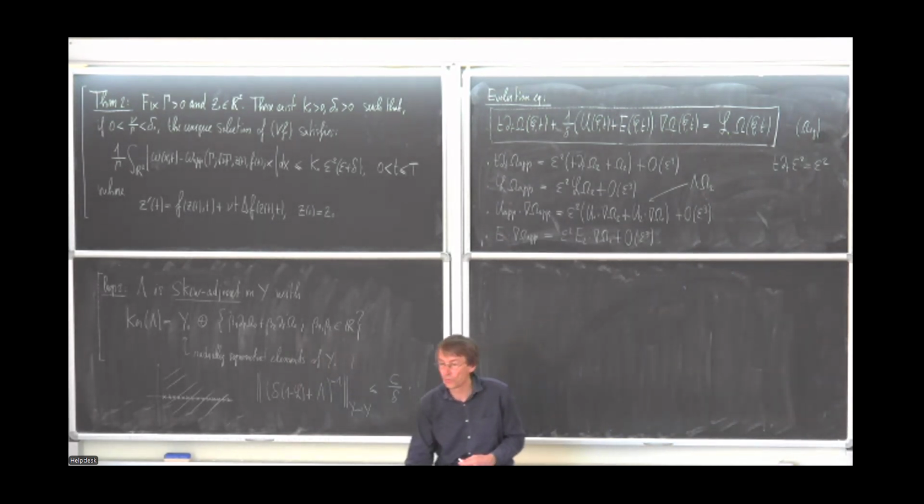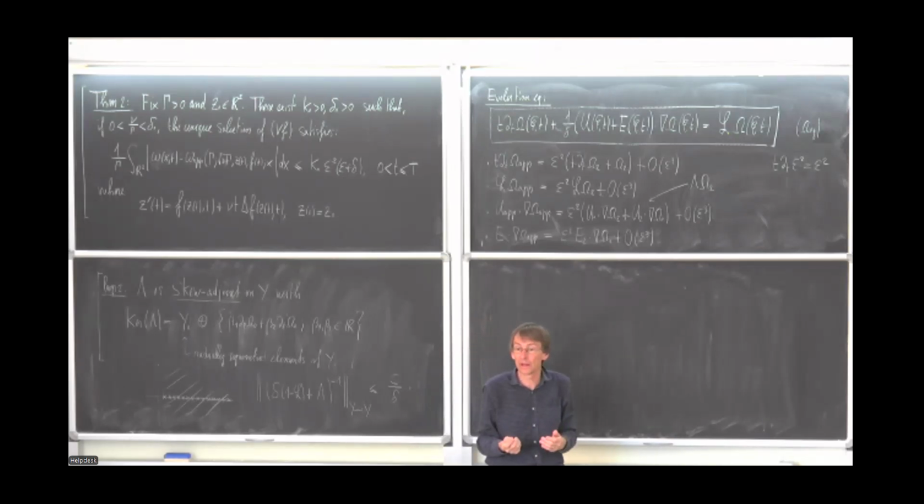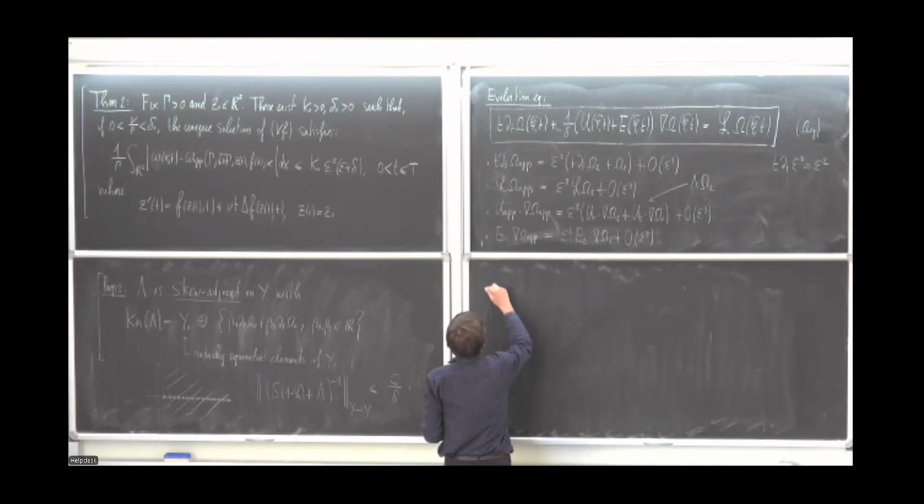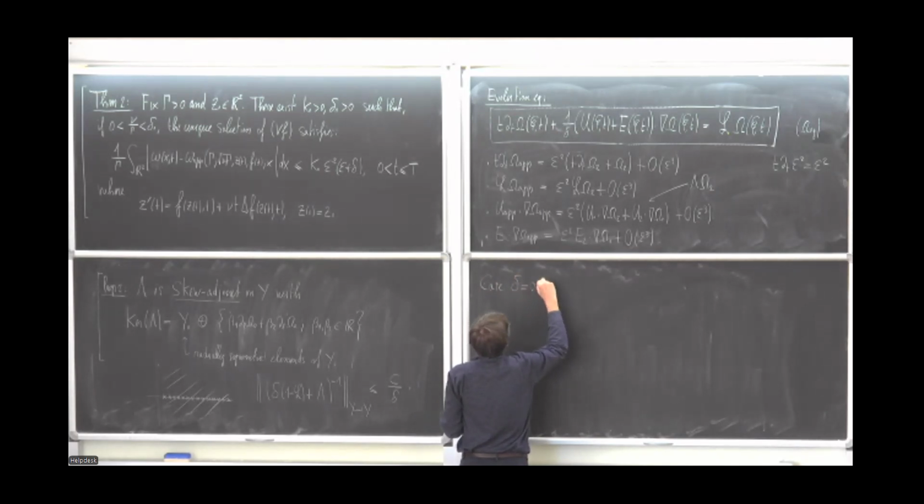I want to prove that the solution of this equation is regular as delta goes to 0. I should be able to put delta equal to 0 into the equation, and I have to consider first the case where delta is 0. And then maybe I can start a perturbative expression. So the case where delta is equal to 0.